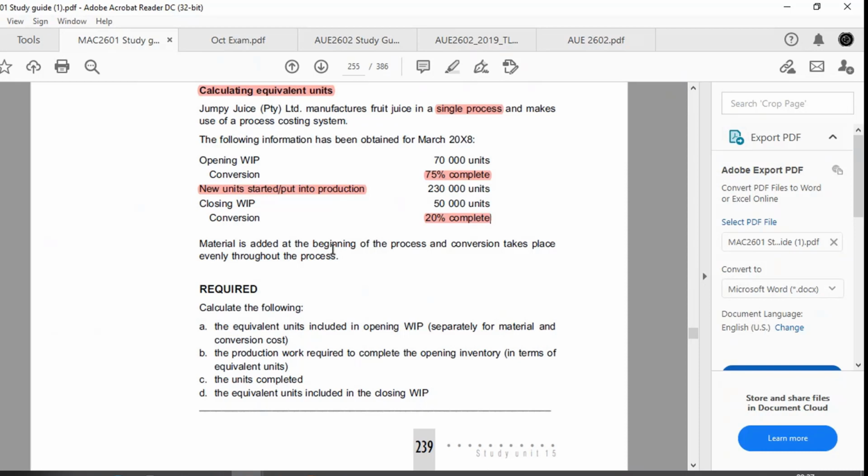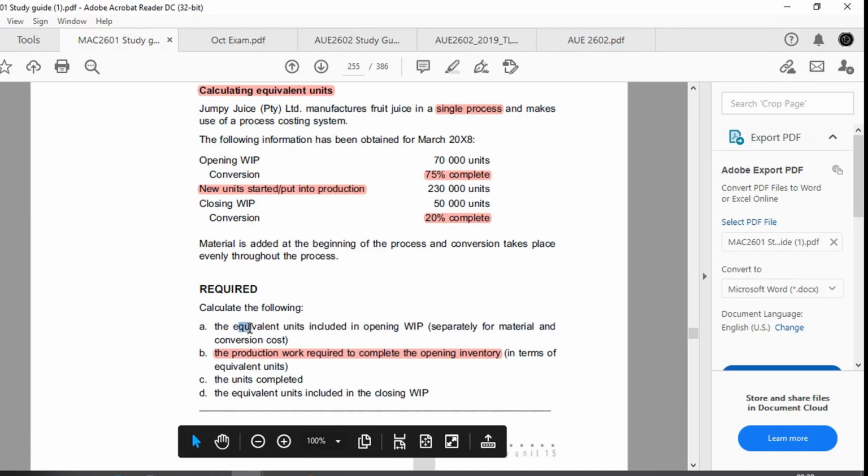So now they ask you to calculate equivalent units included in the opening WIP, and you must do it separately for material and for conversion. Then you must calculate the production work required to complete that opening WIP. And then you must calculate the units completed and the equivalent units included in the closing WIP.